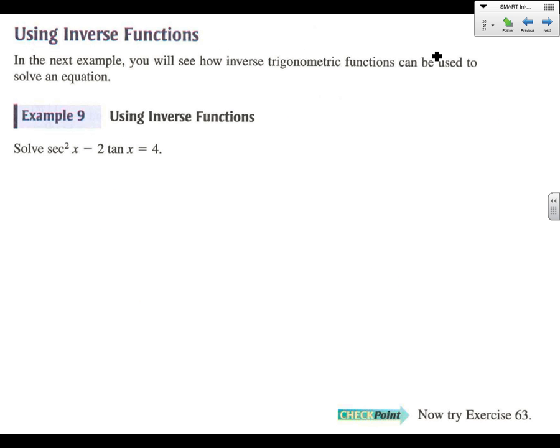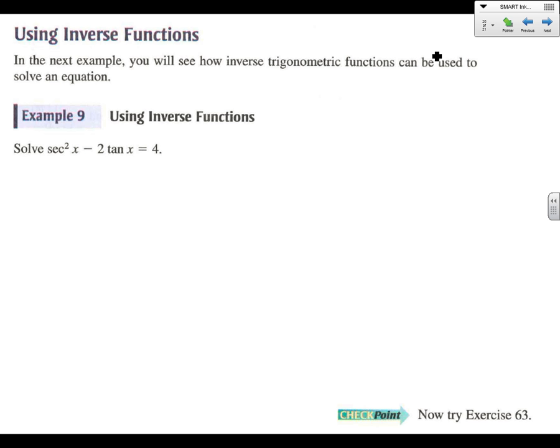All right, last one here. Example 9, using our inverse function. So example 9 is going to be the only one where we don't have to use the unit circle, because we are going to have things that work. They're just not on the unit circle. So let's see what I mean by that.